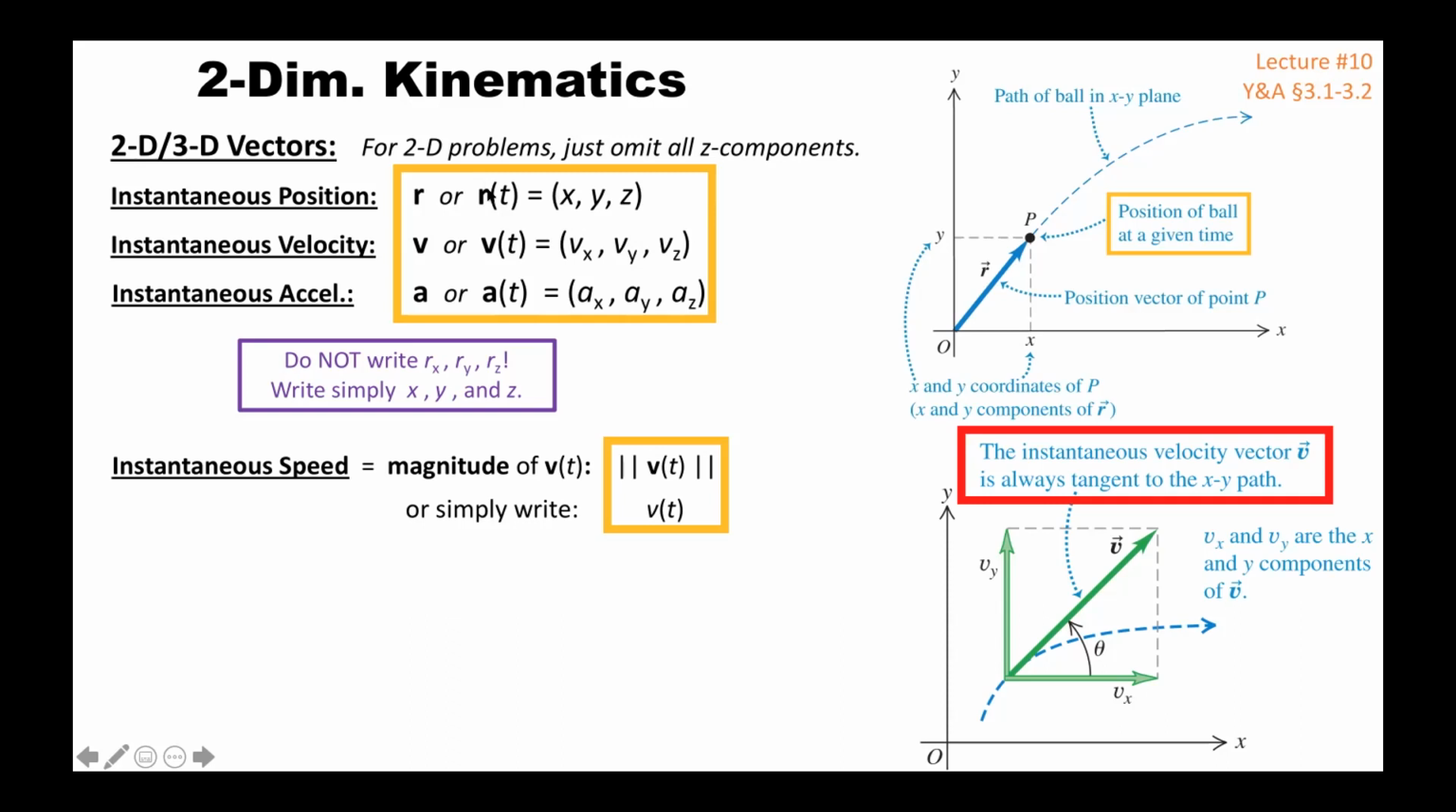However, there's an exception. For the position vector, we don't usually write r sub x, r sub y, r sub z for the components. Why? Because the x component of position simply is x. It is a Cartesian coordinate x.